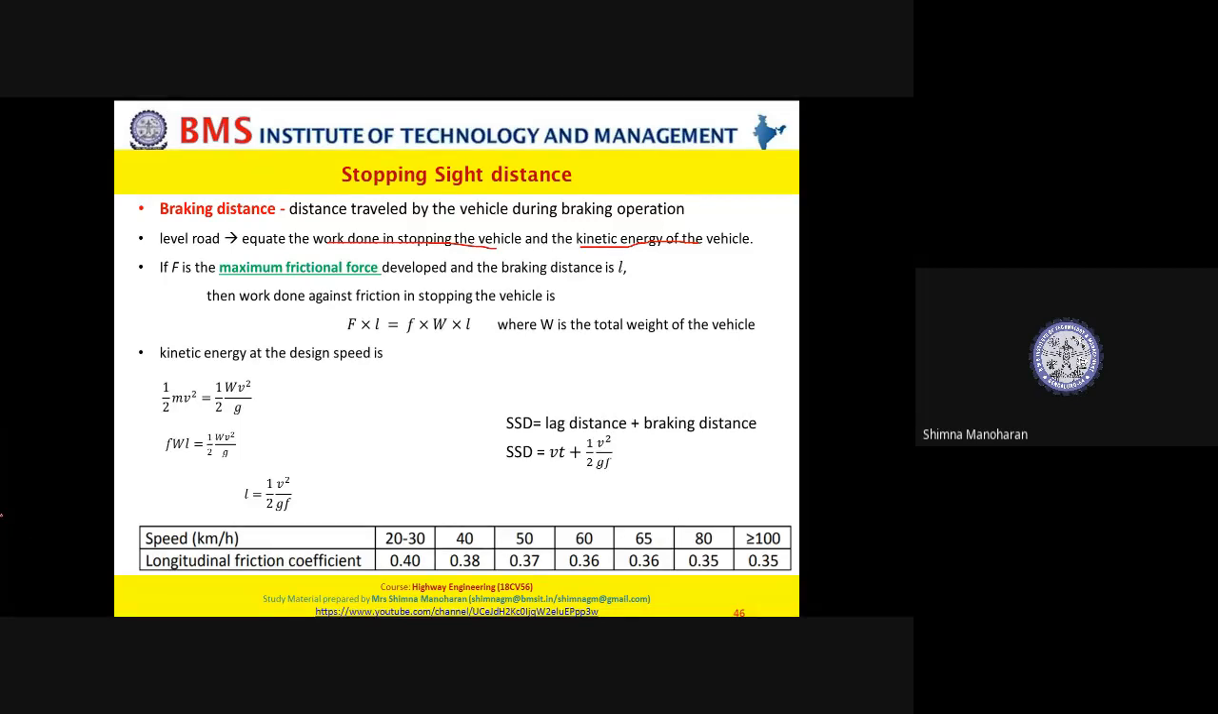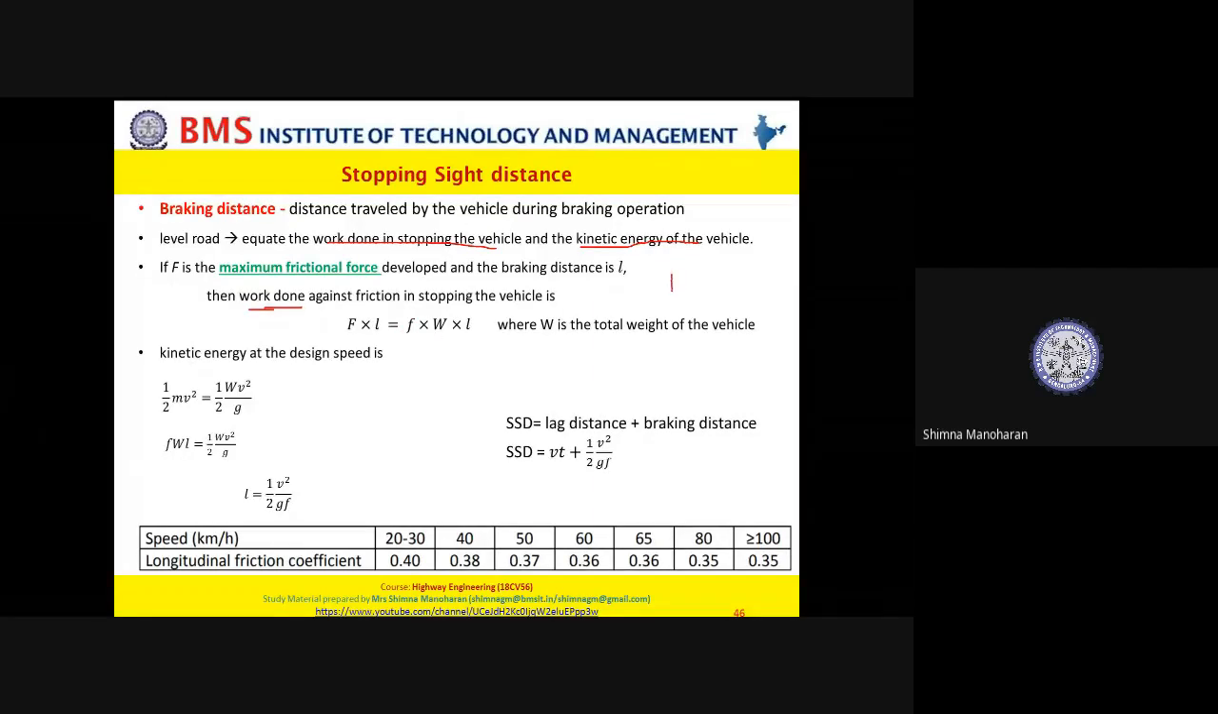We will see that in the next slide. So when it is a level road, the work done in stopping the vehicle is equated to the kinetic energy of the vehicle. What will be the work done? If the vehicle is moving, the work is done against the friction to stop the vehicle. If F is the maximum frictional force that is developed, then the work done is capital F into L. You know work done, right? What is work done? Force into distance. So capital F into L. Now this capital F is nothing but the frictional coefficient f into W.